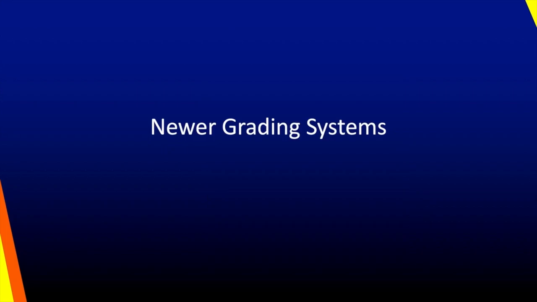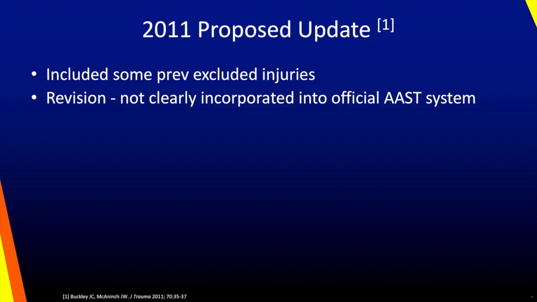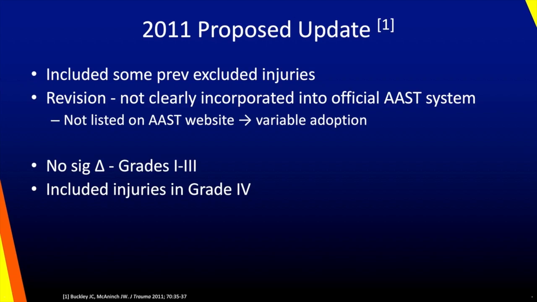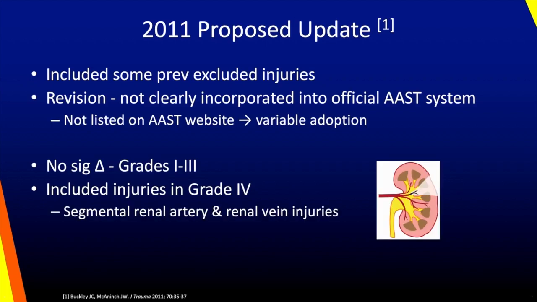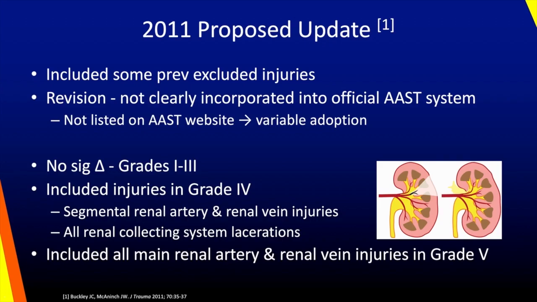Newer grading systems have been developed. A 2011 proposed update included some of these previously excluded injuries, but the revision was not clearly incorporated into the official AAST system and was not listed on the AAST website, leading to variable adoption. There was no significant change in grade 1 through 3 injuries. They included the following injuries in grade 4: segmental renal artery and renal vein injuries, and all renal collecting system lacerations. And they included all main renal artery and renal vein injuries in grade 5.